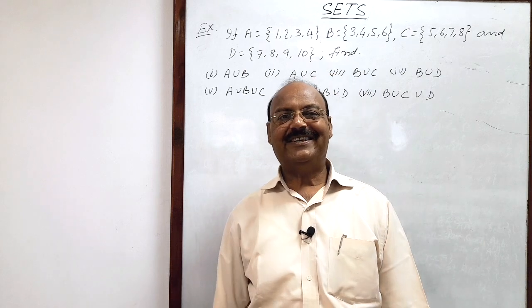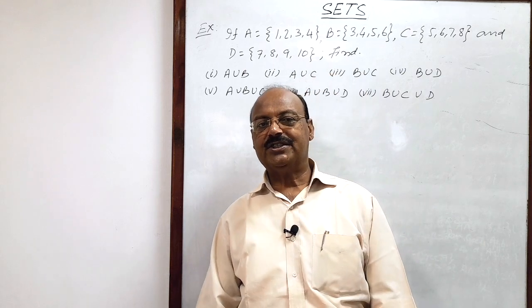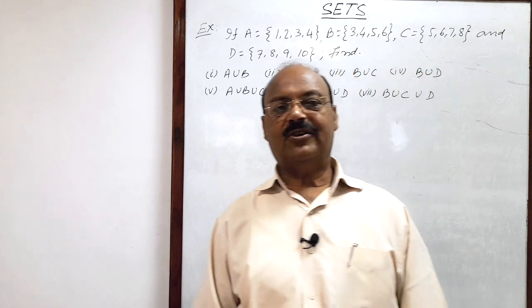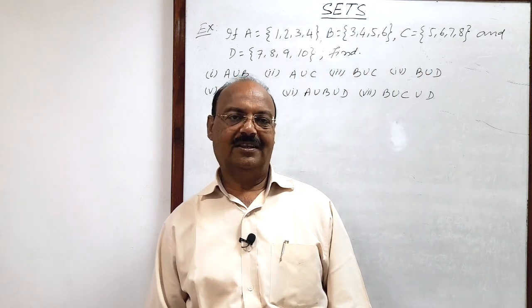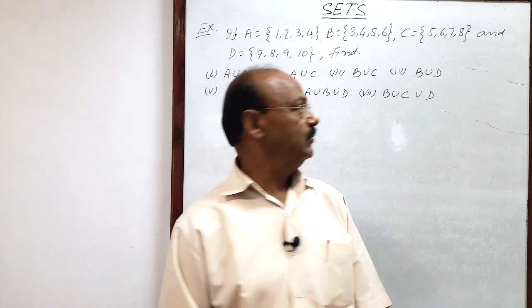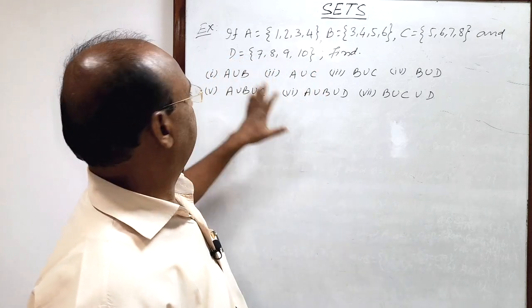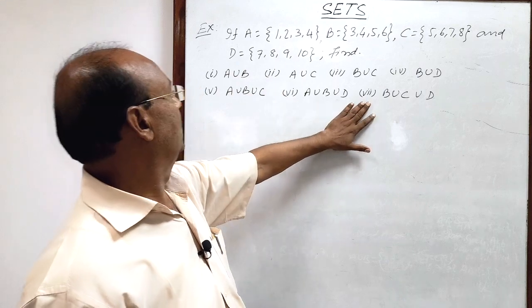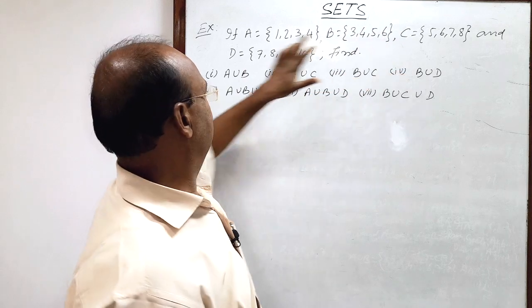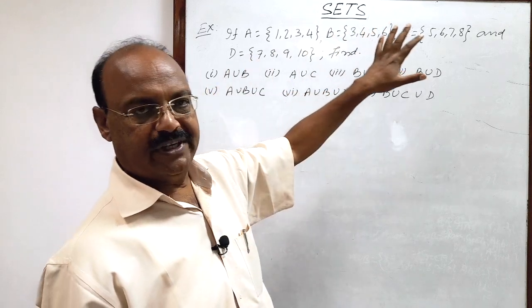Welcome students, let us discuss a very interesting question from the chapter sets. These questions are based on union of sets, how to find union of sets when sets are given. This question has in fact 7 parts. We are given set A, set B, set C, set D. All these 4 sets are given.